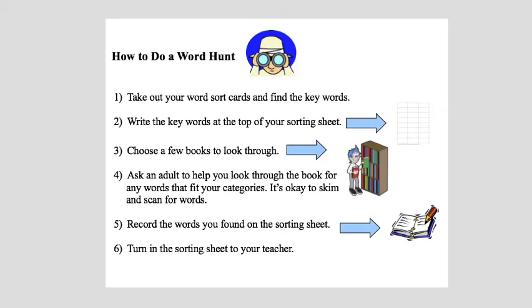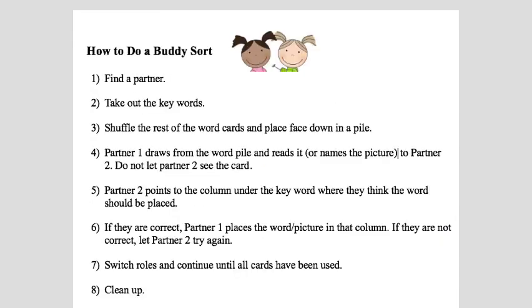Write the key words or the key sounds at the top of the sorting sheet, which I'll provide for you. Choose the books to look through, and then skim and scan for those words or those sounds and record them under the category. So if you're looking at the sound SH with your child and you see the word shell in the book, then you can have your child write that down under the header sound of SH.